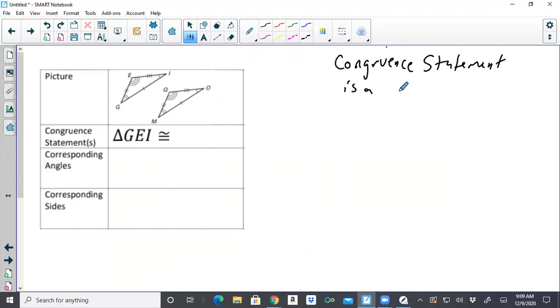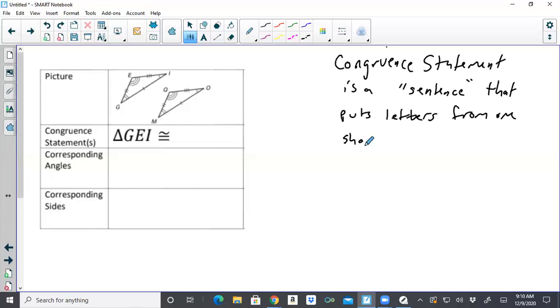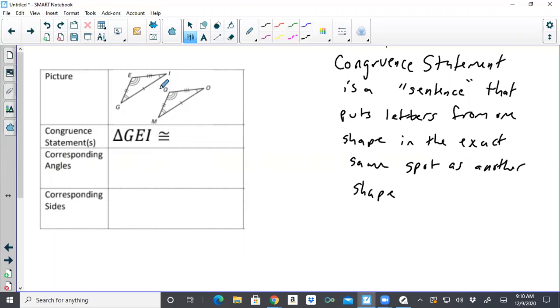is, I guess you could call it kind of like a sentence. So it's a mathematical sentence that puts letters from one shape in the exact same spot as another shape. So you see over here how I have two shapes.